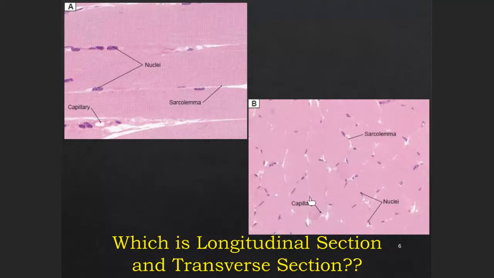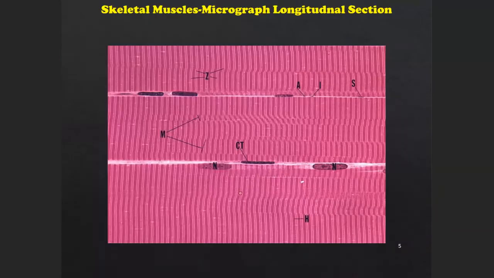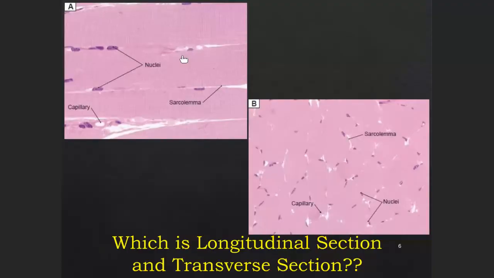Now, if I ask you which is your longitudinal section and which is the transverse section, there are two pictures, picture number A and picture number B. Can you tell me which is the cross section? Is it A or is it B? Okay, see this. See how it looks like. Again, see this. Ali has answered it very correctly. This is your longitudinal section. This is your transverse section. Okay.